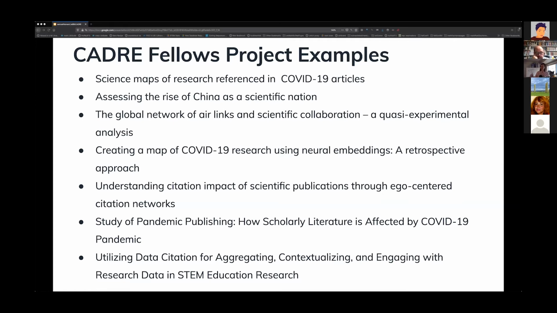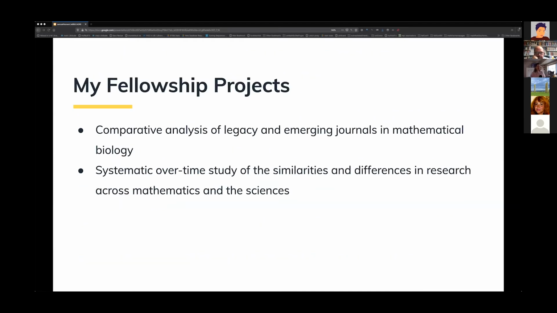And so that's sort of the first half. I know I flew through that. Now I'm going to fly through a bunch of the stuff I've done with Cadre to give you a sense of what you can really do when you have access to this much data. My two fellowship projects are a comparative analysis of legacy and emerging journals in mathematical biology, and a systematic over-time study of the similarities and differences in research across mathematics and the sciences. You might notice a little bit of a tie-in here. Yeah, they're all math things. I love math. I will always love math, and I will continue to study math even while I'm in the library space. So first up, I'm going to talk about those mathematical biology journals.